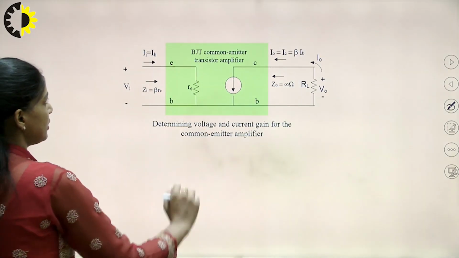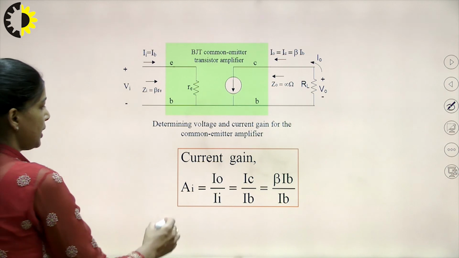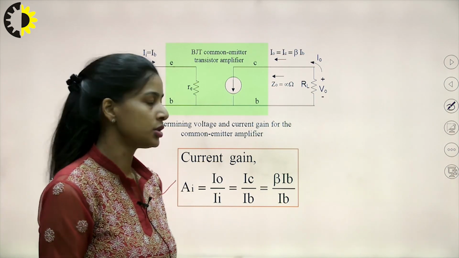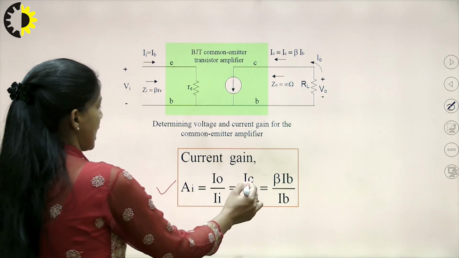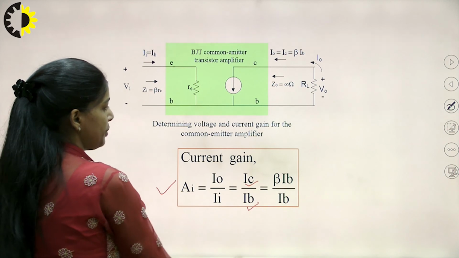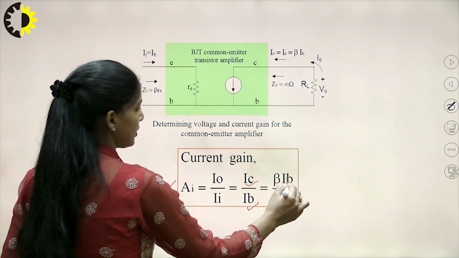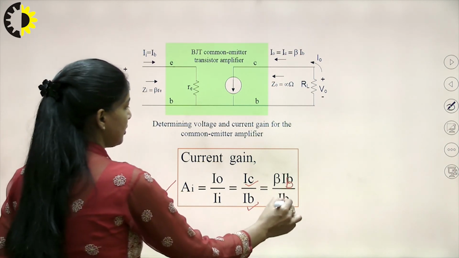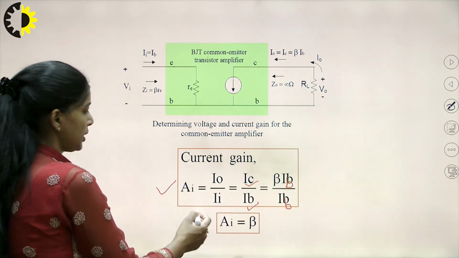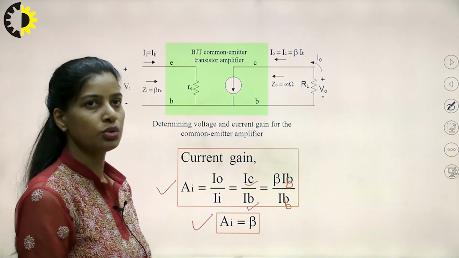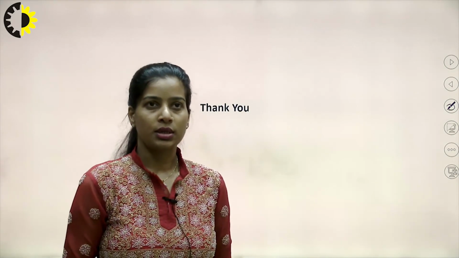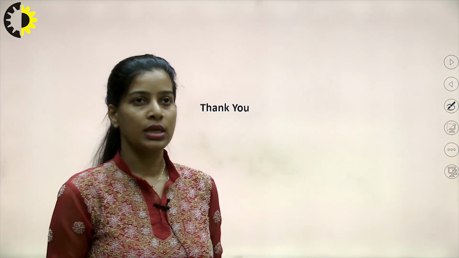Now, finding the current gain. For the current gain, we need the ratio of I0 upon I input, and that I0 is IC, I input is IB. So IC value we have as beta IB, and the ratio with IB. So IB will get cancelled out. So the gain we get is equal to beta. So this was all about the re configuration for the AC analysis.